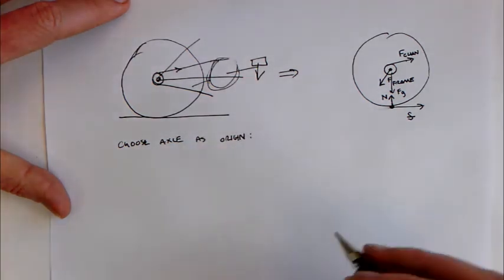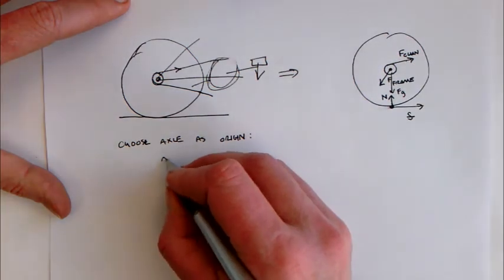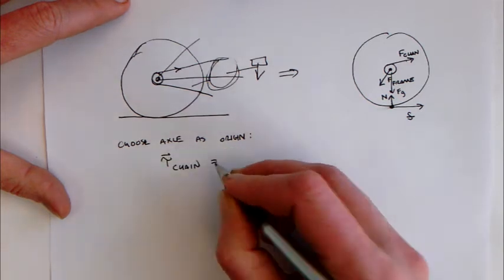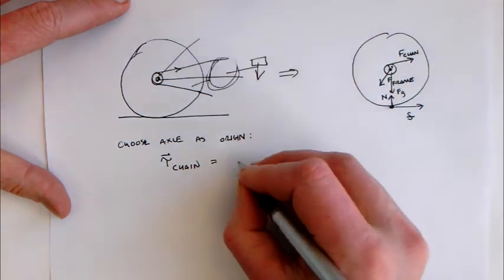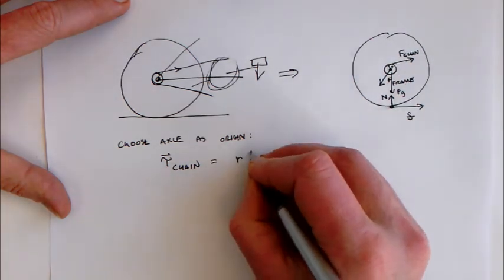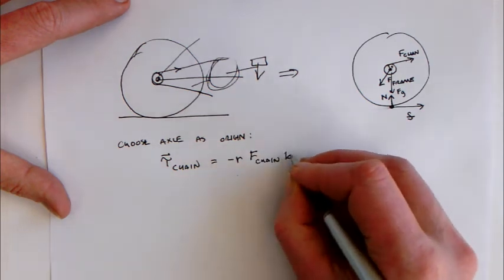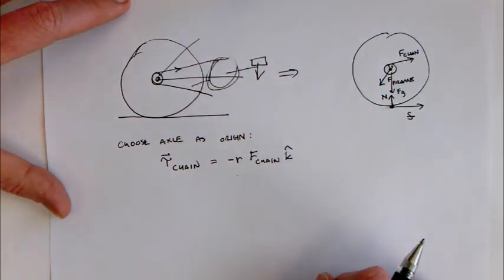If we choose the axle as the origin, let's think about what the different torques are. So we first of all got the torque due to the chain, right? The torque due to the chain, if I've got some distance here that I'll call little r, that's simply going to be r times F chain, and that will be in the negative k hat direction, because you can see that that's going to tend to cause the wheel to rotate clockwise, right?